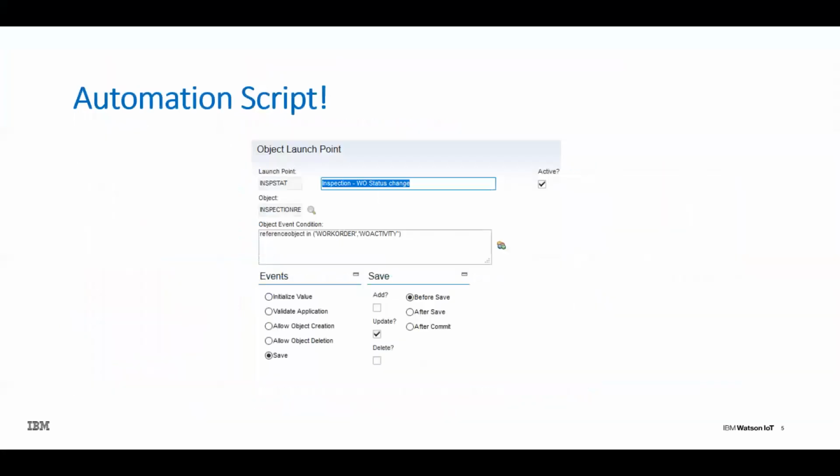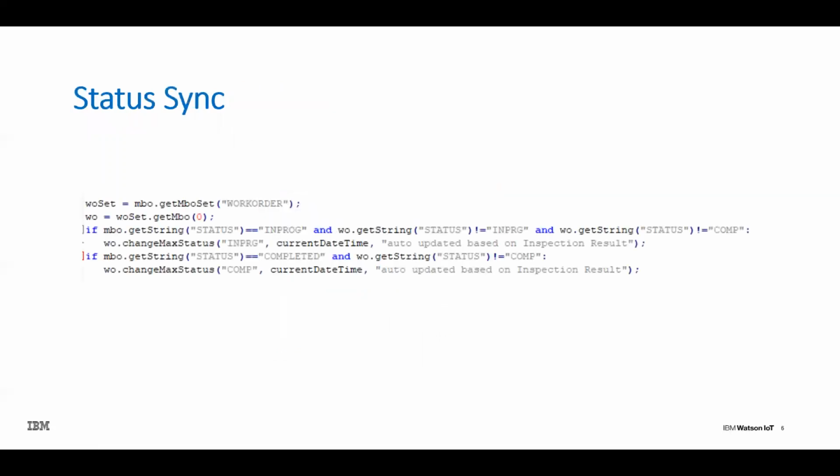So we have a reference object and a reference ID, as well as the status of the inspection that you are executing. The automation script is tied to this inspection result object, but it looks just for inspections that are associated either to a work order or to a work order activity. It's executed every time that you save, and in this case, since it's a status change, it's an update to the inspection result.